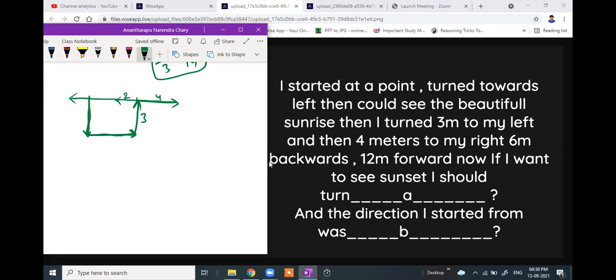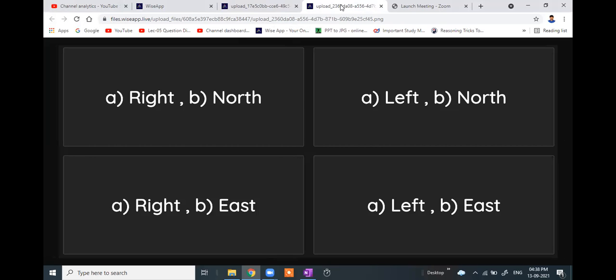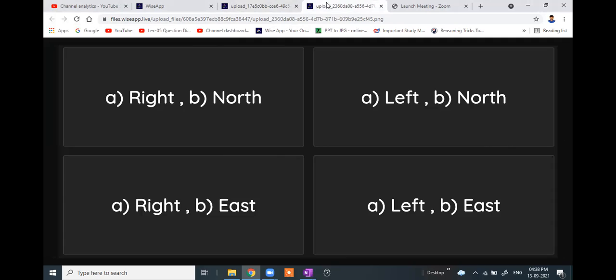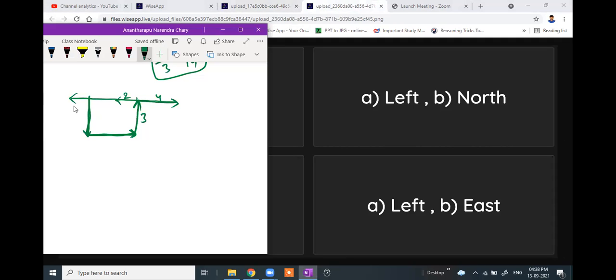Okay, that's sunset. Which way should I turn for sunset? First, which is given, direction or left and right? Left is given, sir. The first turn is towards the left. But see, finally he is facing towards west.